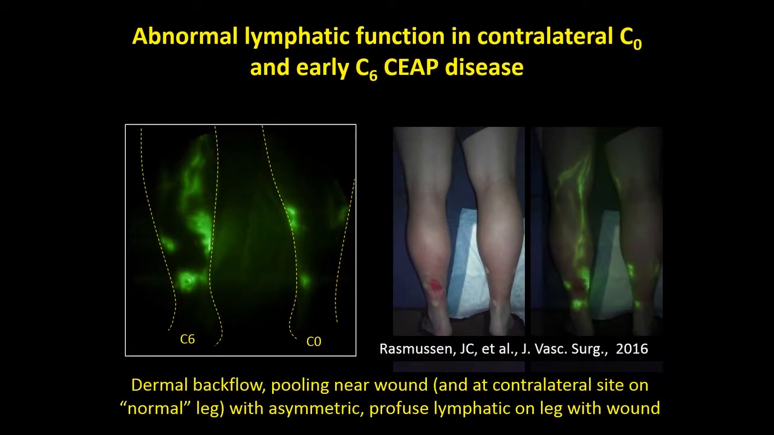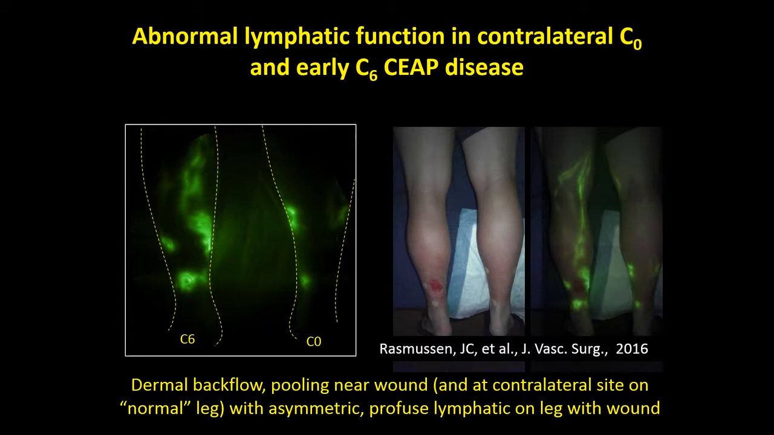Here's a subject that has a mixed arterial venous ulcer, pretty young ulcer. And what's interesting in this patient is that you don't see symmetrical lymphatics, which is what you normally would see. You see a lot of dermal backflow around the vascular wound. On the contralateral leg, which is healthy, you see this dermal backflow in the same regions. Perhaps there's going to be an ulcer that forms there.